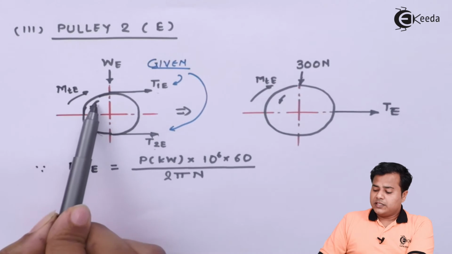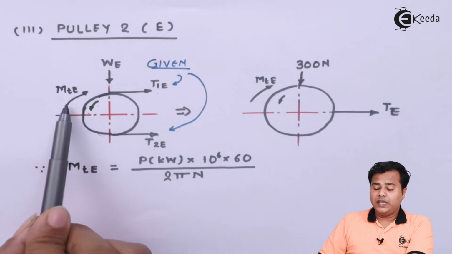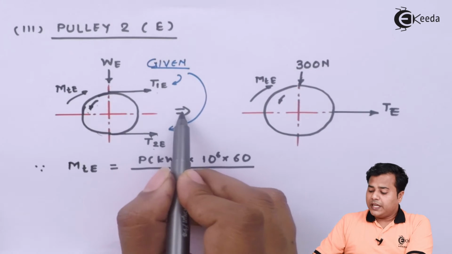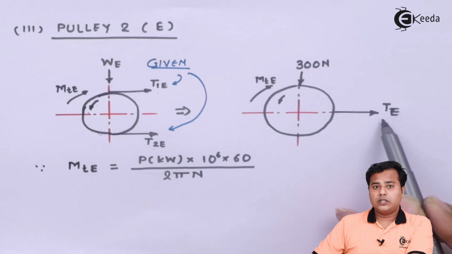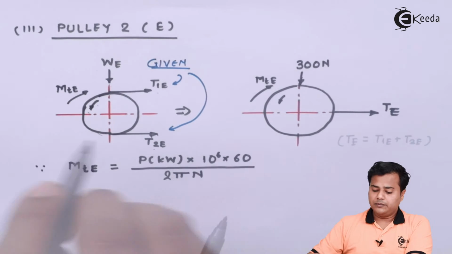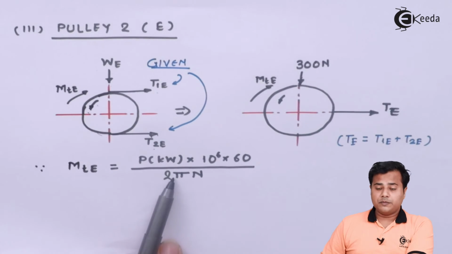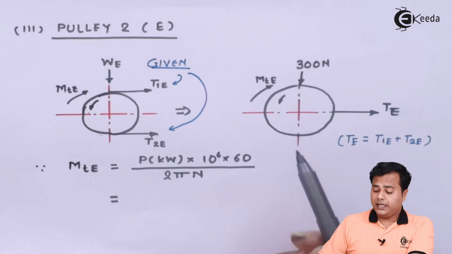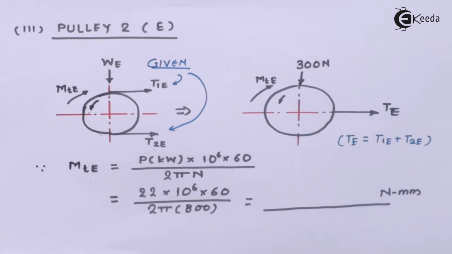Since this is the rotation direction, there comes the opposite torsional moment acting on pulley E. That's why MTE is acting in the opposite direction. When we go for the equivalency of this particular system, we have got a combination of these two tensions, that is TE, and there is the self weight of that particular E, ahead of which the power transmitted and MTE relation we have. So the power to be transmitted by the pulley E is nothing but 22 kilowatt, solving which we'll get the answer somewhere around this particular value, Newton millimeter.